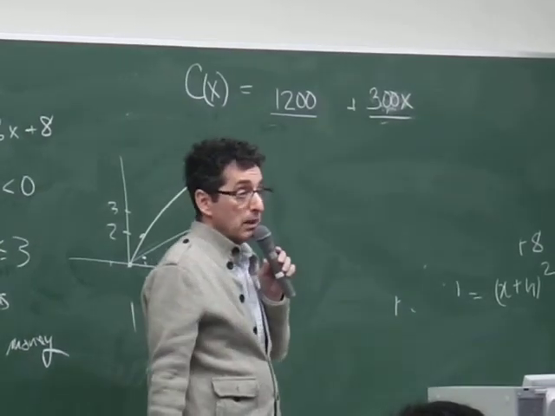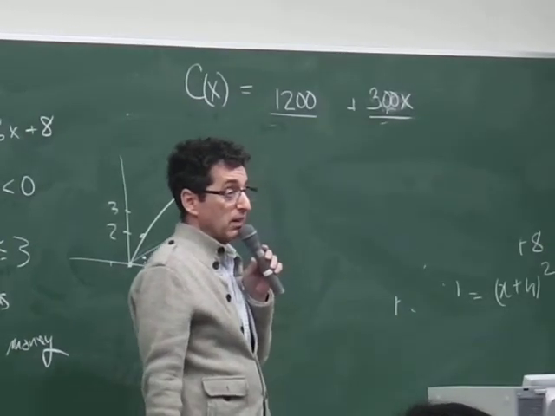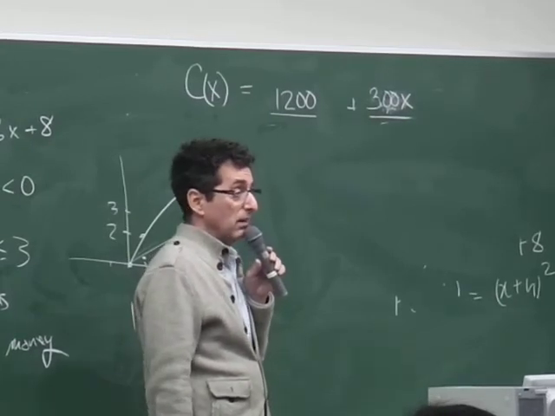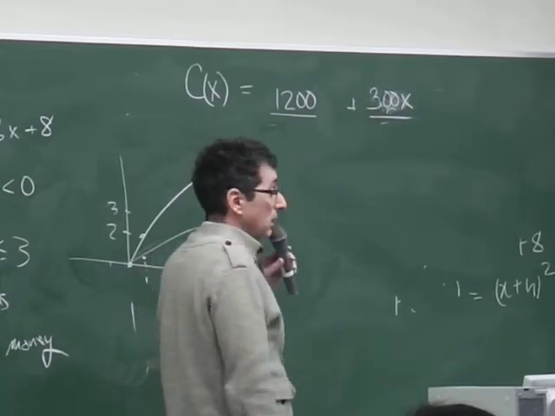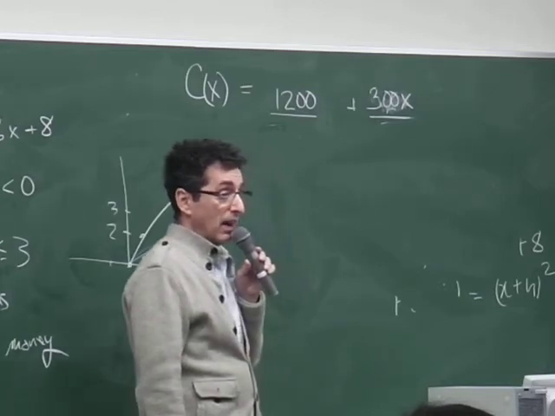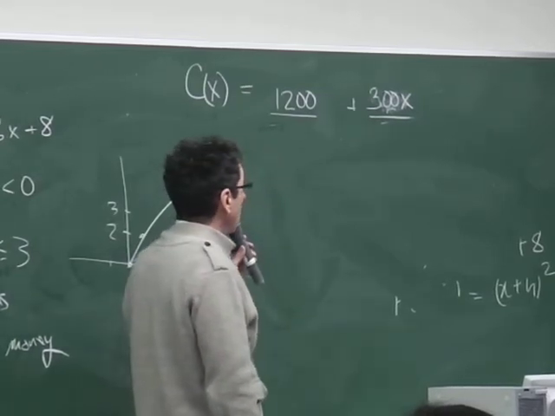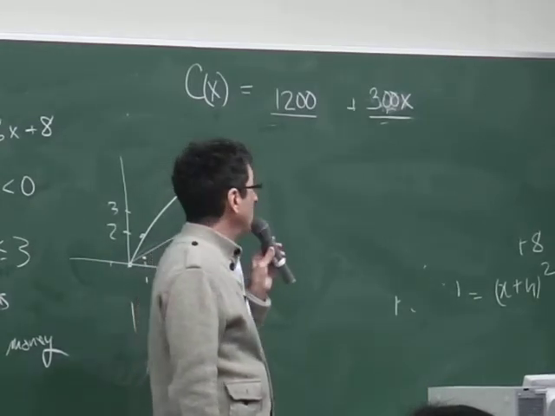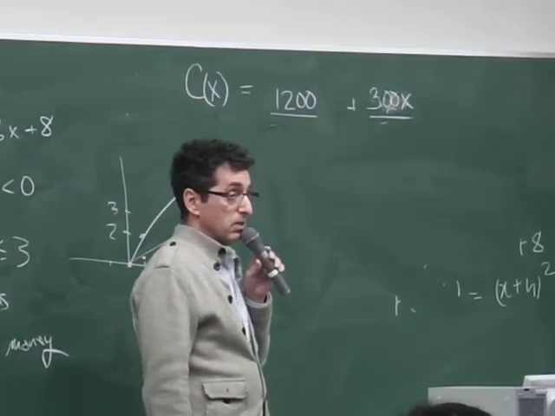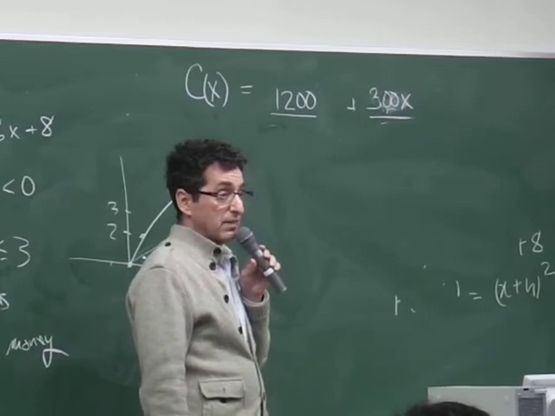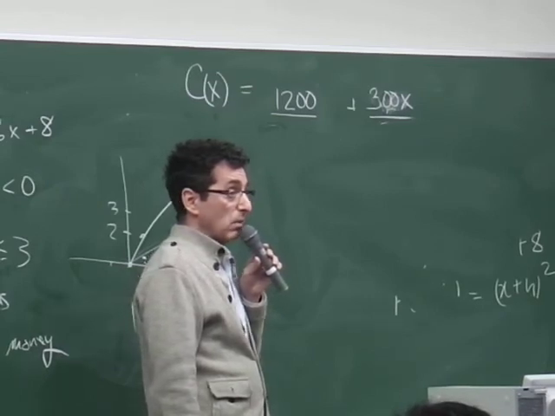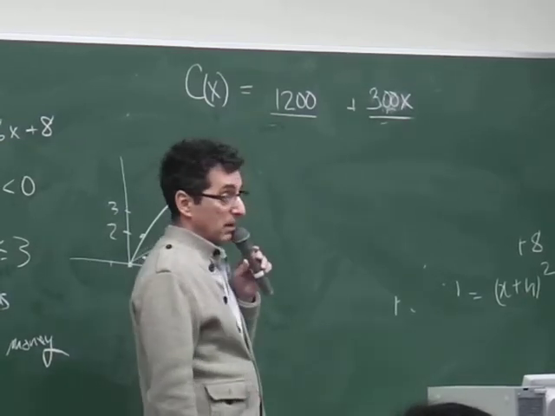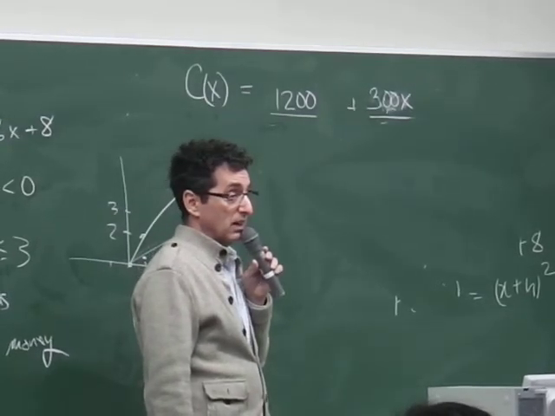Now it could be a more complicated function of X. Instead of just 300X, it could be 300X squared, it could be anything, any formula you want to put in there, but something with X, otherwise it doesn't depend on X. Okay, so what does this say? If I produce 0 pianos, how much does it cost me? X is the number of pianos, so if X is 0, what's the cost? 1,200. If I produce 1 piano, how much does it cost me?